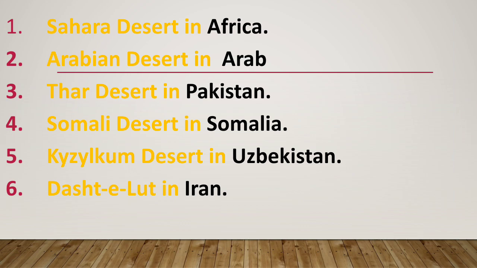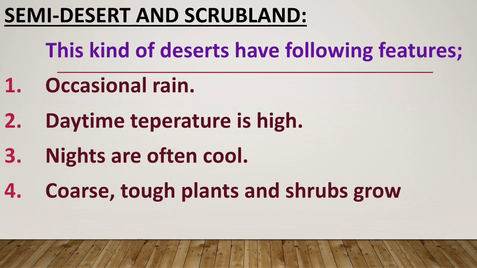Number 1, Sahara Desert, which is located in Africa, and that is also the largest desert of the world. The second desert, which is also located in the Muslim world, is the Arabian Desert, which is located in Saudi Arabia, and also some of the Arabian states and UAE states are located on that Arabian Desert. Third is Thar Desert, that is located in Pakistan. Fourth is Somali Desert, which is located in Somalia. Fifth is Kyzylkum Desert, which is located in Uzbekistan. And sixth is Dasht-e-Lut Desert, which is located in Iran.